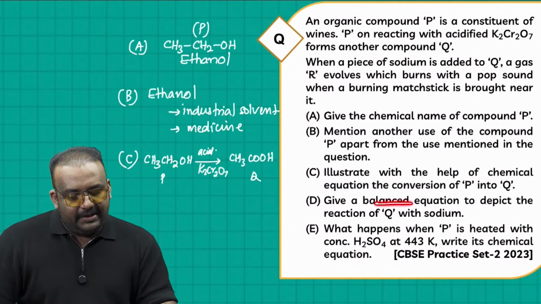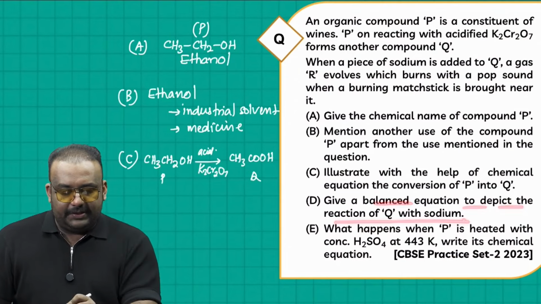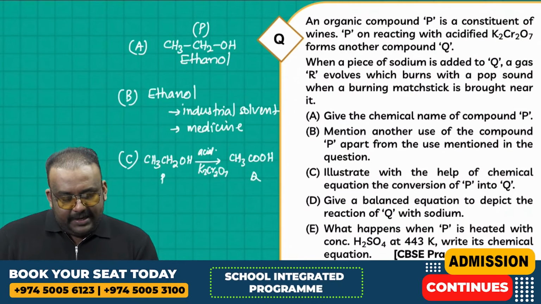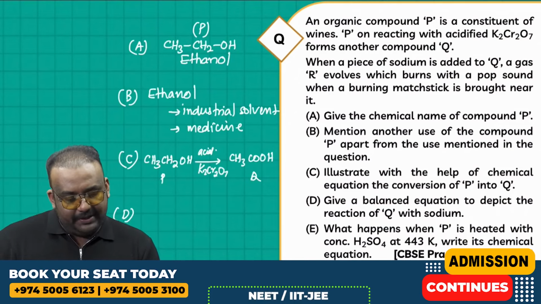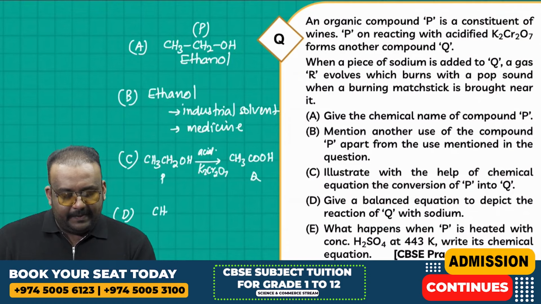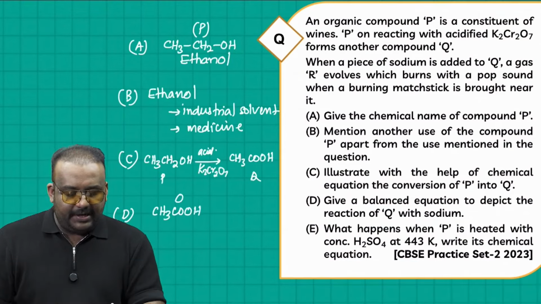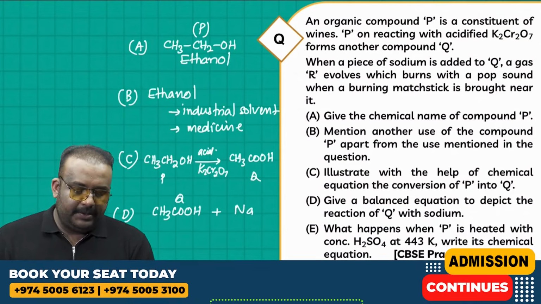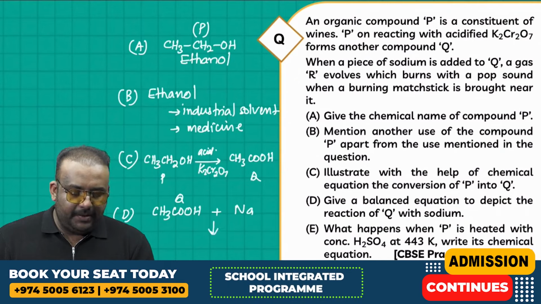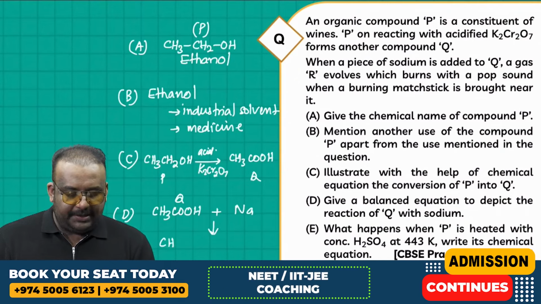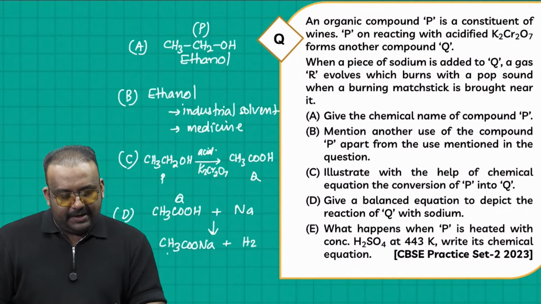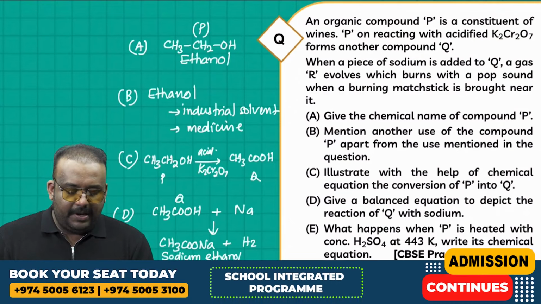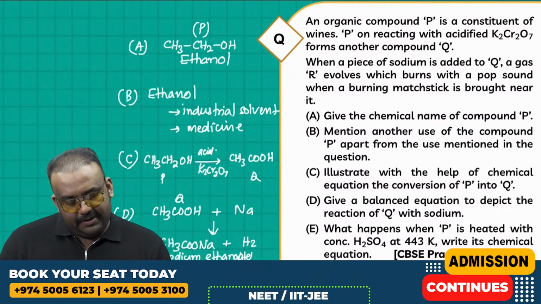Then, the D part: give a balanced equation to depict the reaction of Q with sodium. Q is CH3COOH, plus sodium. Metal plus acid will give you salt plus hydrogen. So CH3COONa plus hydrogen. What is that called? Sodium ethanoate, or sodium acetate. That will be the compound formed.